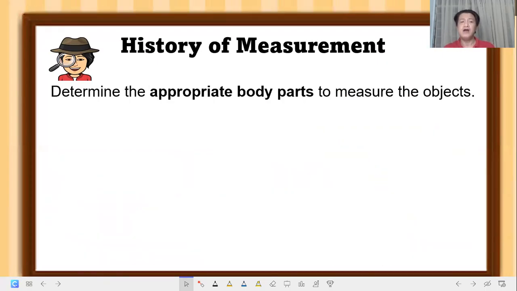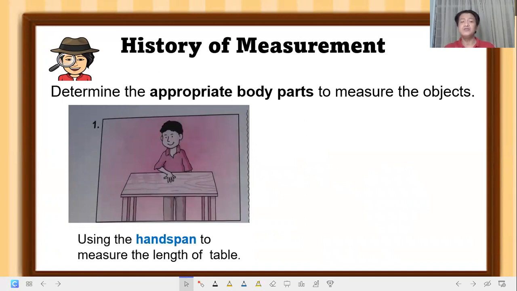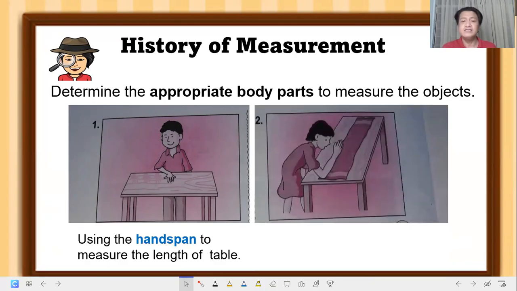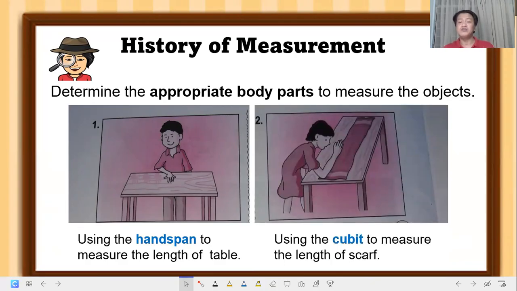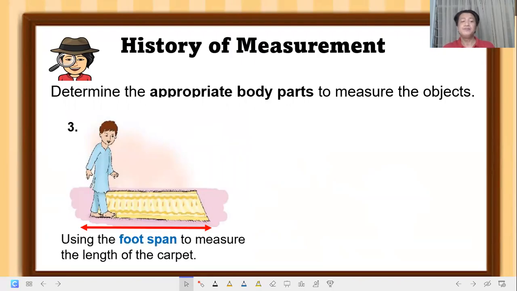So with that, we are going to identify the appropriate body parts to measure the given objects. No, as you can see, so ano kaya ang appropriate body parts to measure the object? So we use the handspan to measure the length of a table. Okay, so meaning to say, handspan. We also have this. Okay, using the cubit to measure the length of a scarf. Okay, and the other one, number 3, as you can see, using the foot span to measure the length of a carpet. So, bibilangin mo lang yung iyong paa dyan kapag dinikit mo yan.